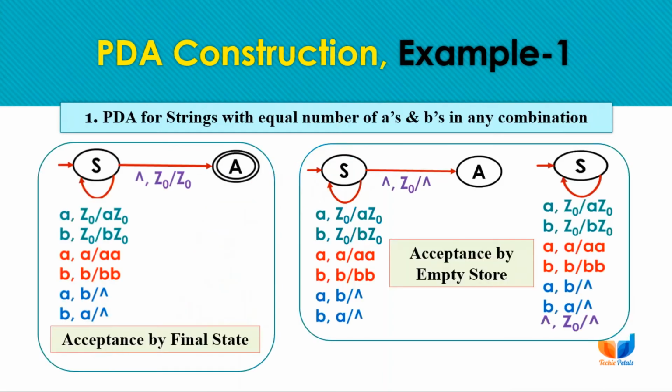We can also show acceptance by empty stack. This is the acceptance by final state that we have just discussed. If we want to show acceptance by empty stack, then we have two options: either we move to a different state and replace Z0 by null, or we have the transition on the same initial state like this. Both options are correct, and the second option will save one state. Here we can do any type of acceptance as given in the question, or if not mentioned in the question, you can go with any option.